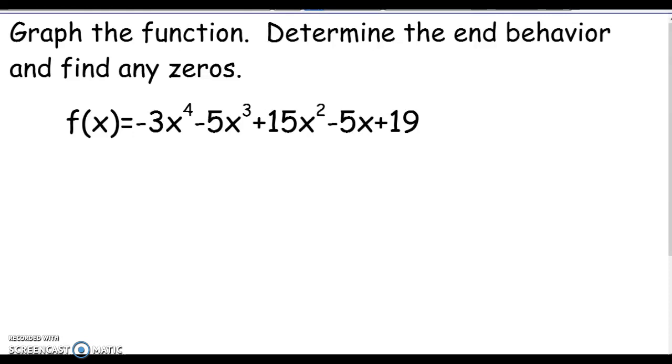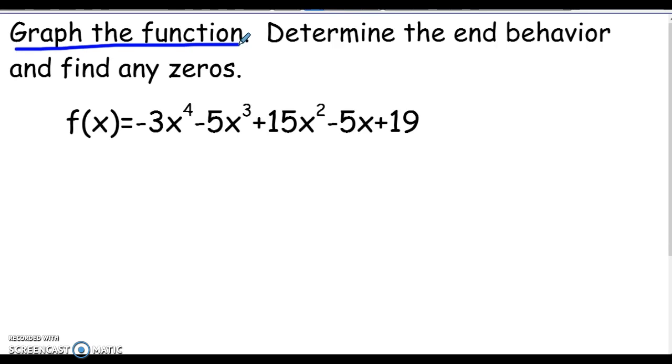Graph the function, determine the end behavior, and find any zeros. Okay, so the ultimate goal is to graph the function. Before I can graph the function, because I don't want you to use decimals, I want you to find the stuff and then graph from there and sketch it from there. So determine the end behavior.